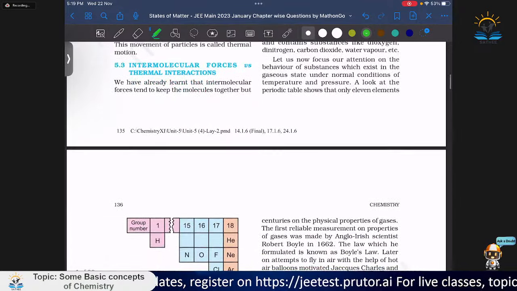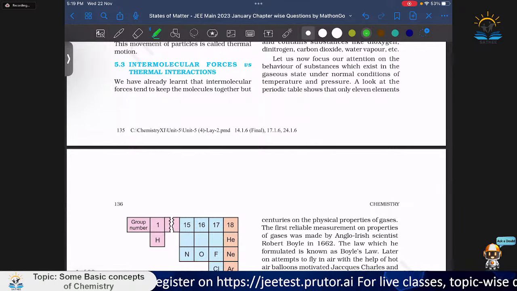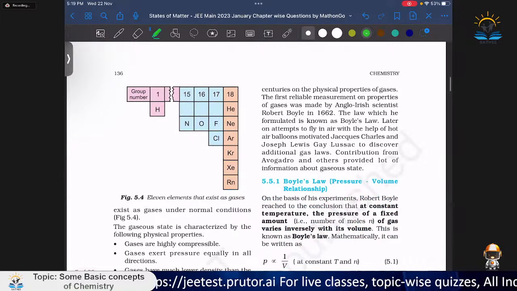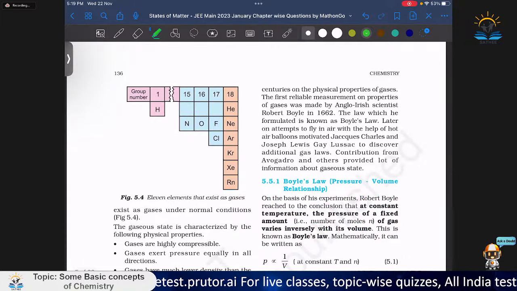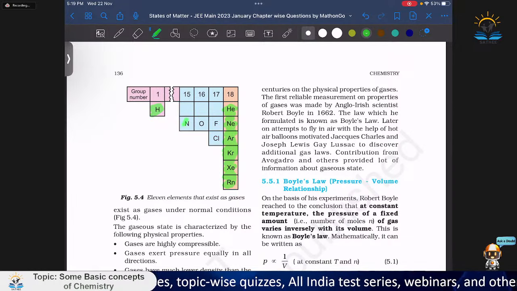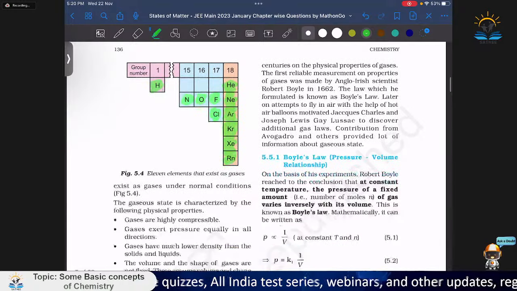Now let us focus our attention on the behavior of substances which exist in gaseous state under normal conditions of temperature and pressure. So we need to remember hydrogen, helium, and all inert gases are gases at normal temperature and pressure. Apart from that, hydrogen, nitrogen, oxygen, fluorine, and chlorine are also gases, right?